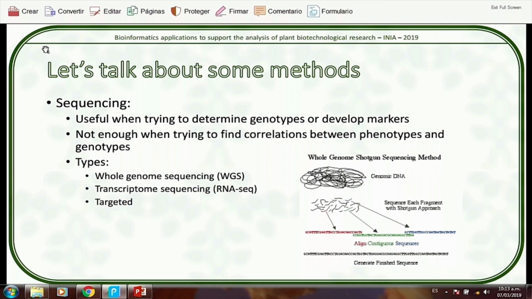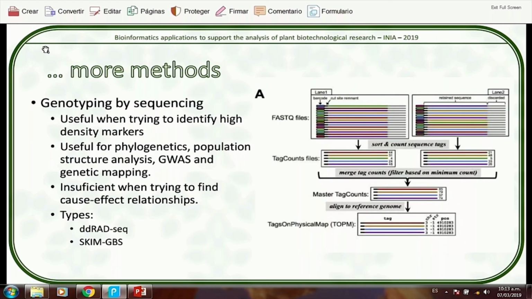All right, so you have whole genome sequencing, transcriptome sequencing, targeted sequencing. Just a few more methods. Genotyping by sequencing. This is another kind of targeted sequencing, if you wish. It's useful when trying to identify high density markers like SNPs. It's useful when you're trying to do phylogenetic analysis, population structure analysis, GWAS and genetic mapping. But for all of them, you usually need phenotypic data. If you don't have phenotypic data, GBS alone is not going to be enough. That's why it's also not sufficient when you're trying to find cause-effect relationships. You may even find relationships between the SNPs, but there is not going to be a cause-effect relationship.